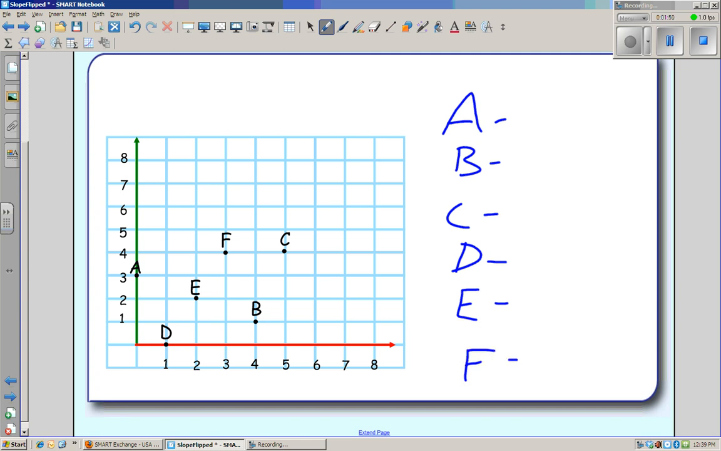I will demonstrate how to find the ordered pair of point A. Remember, your ordered pairs, we write x first, how much it goes back and forth, and then y second. Looking at point A, which is right here, it does not move back and forth at all. It stays right on that 0 line, so the x is 0. But it does go up 3 spaces, 1, 2, 3. So my y is 3. I would like you to pause the recording now and complete B through F.